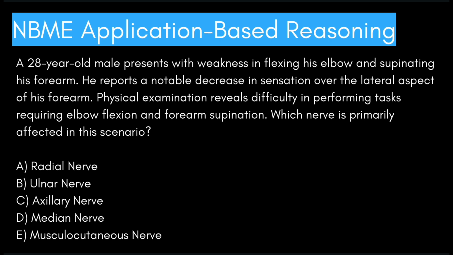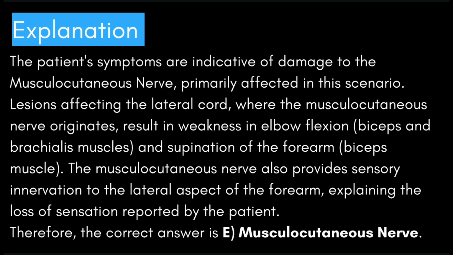Otherwise, moving on now. The patient's symptoms are indicative of damage to the musculocutaneous nerve, primarily affected in this scenario. Lesions affecting the lateral cord where the musculocutaneous nerve originates result in weakness in elbow flexion, biceps and brachialis muscles, and supination of the forearm, biceps muscle. The musculocutaneous nerve also provides sensory innervation to the lateral aspect of the forearm, explaining the loss of sensation reported by the patient. Therefore, the correct answer here is E, musculocutaneous nerve.